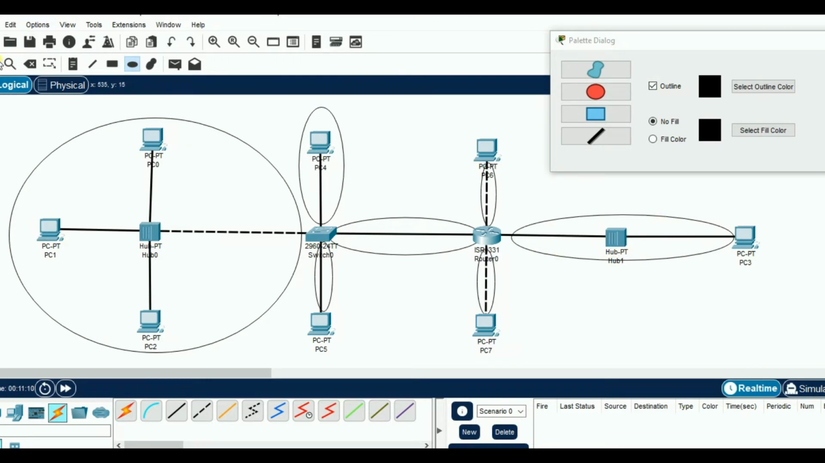Now let's count how many collision domains there are. 1, 2, 3, 4, 5, 6 and 7. There are 7 collision domains in this network. Let's move to broadcast domain.